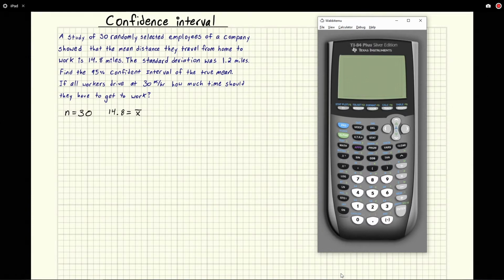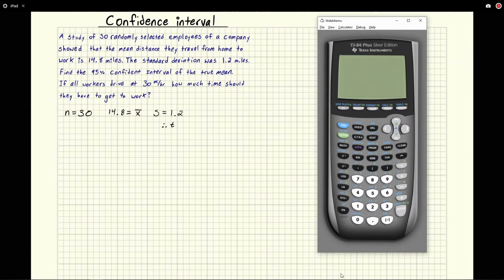The standard deviation was 1.2 miles. The standard deviation does not say population standard deviation, so that means this standard deviation must go with our sample of 30. So it has to be an S, and that's 1.2 miles. You'll know if it's population because they'll say it's population standard deviation. Therefore, we are going to be using a T-score. It's not a Z-score. It's going to be a T because we have a sample standard deviation.